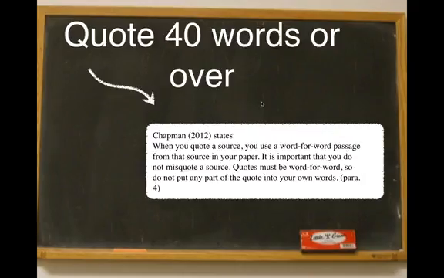If the quote is more than 40 words, it should look like this example here. Things to notice. We must use a signal phrase. In this case, we're using Chapman 2012 states. We do not need quotation marks, but the quote is indented and starts on a new line. And this is a little bit of a strange APA rule. I don't really know the reason for it, but in this format and only this format, the period appears at the end of the sentence rather than at the end of the citation.